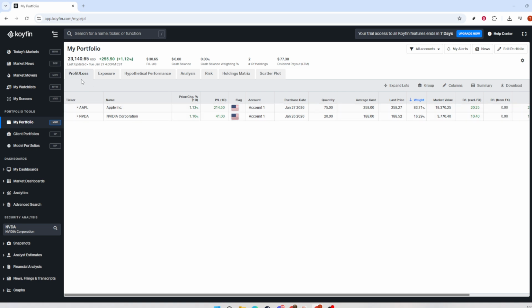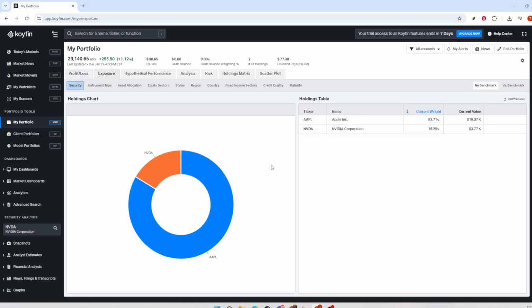Next, move to the Exposure tab. Here you can see how your holdings are allocated by sector, industry, region, or asset class. Review weight concentrations to understand where you're most exposed. If one area dominates, that concentration may increase risk. Use this view to confirm that your allocation matches your strategy and risk tolerance.